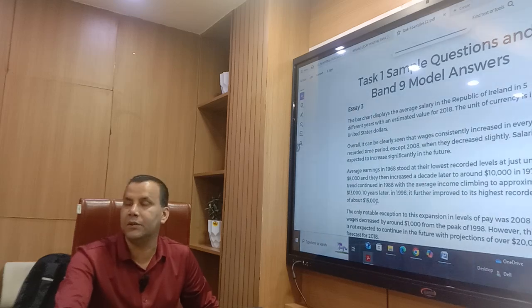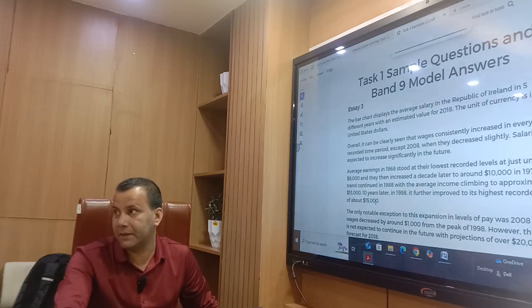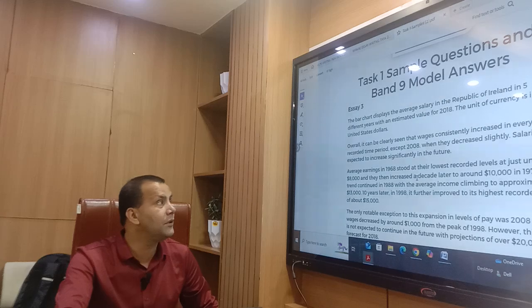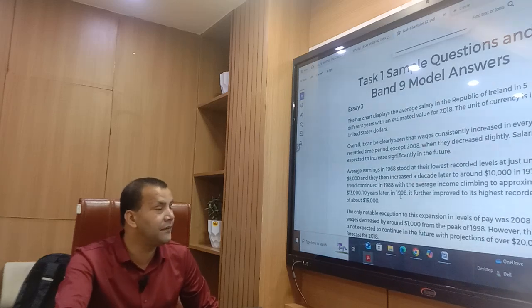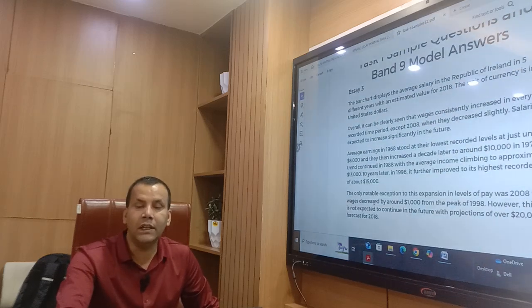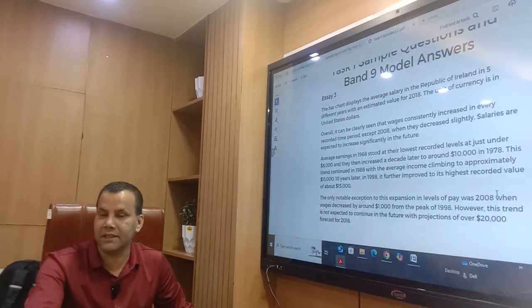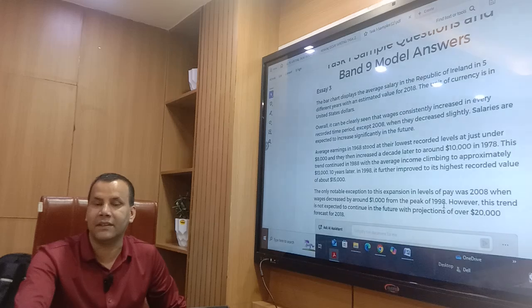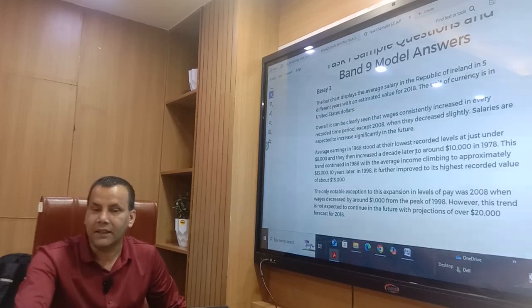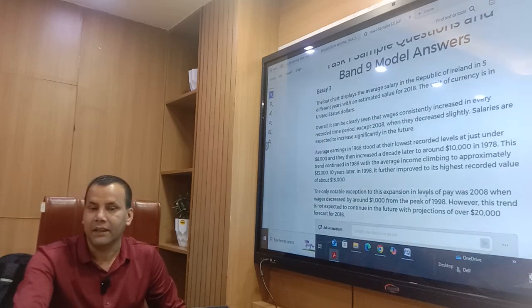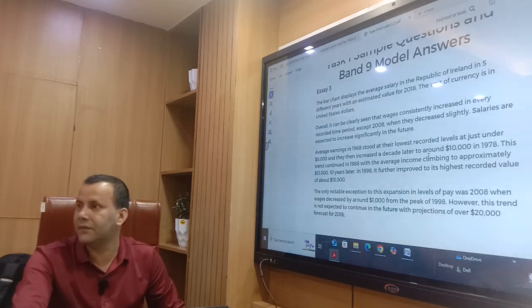If you have to say, you can say of about, approximately. You can use this kind of words. And what I have done here, I have shown differences only, differences between 1 year to the next year. And next paragraph. The only notable exception to this expansion in levels of pay was 2008, when wages decreased by around 1000 from the peak of 1998. Here I have shown increment, and here I have shown decrement. Similarities and differences you have to show.